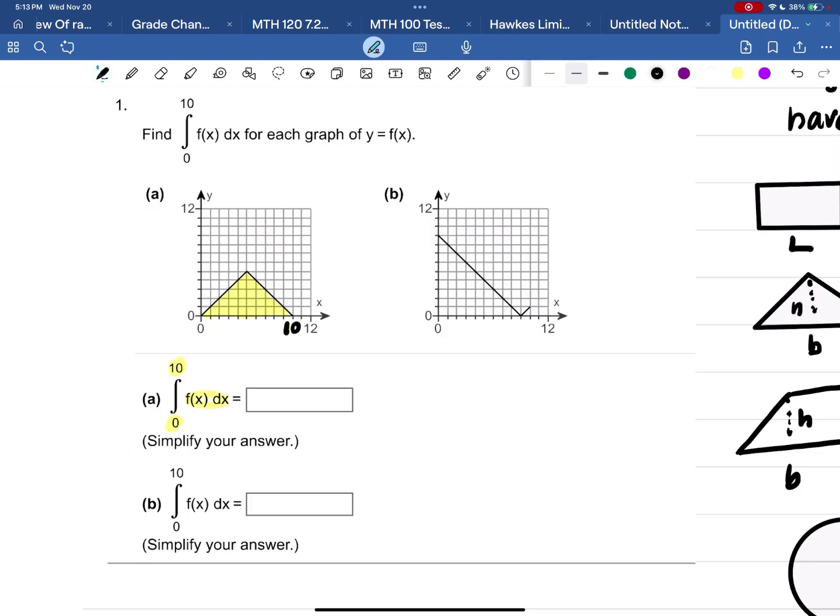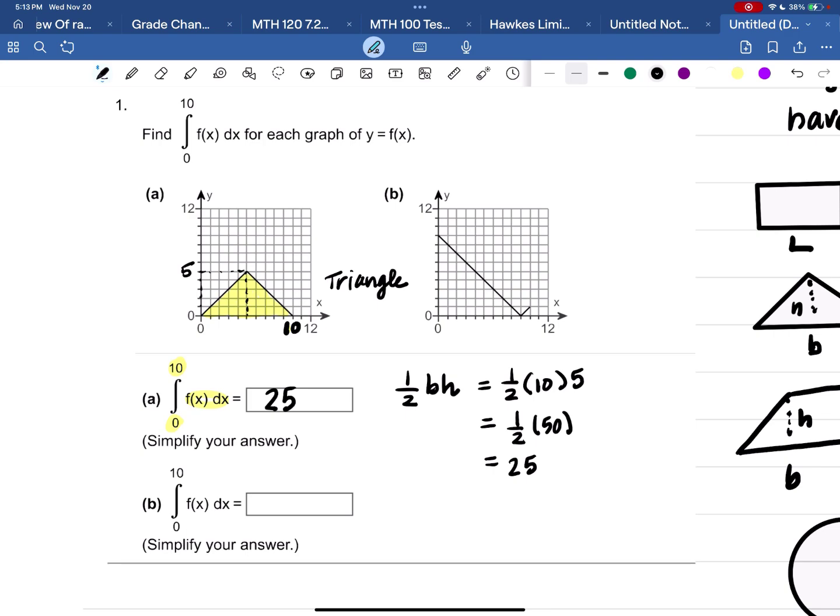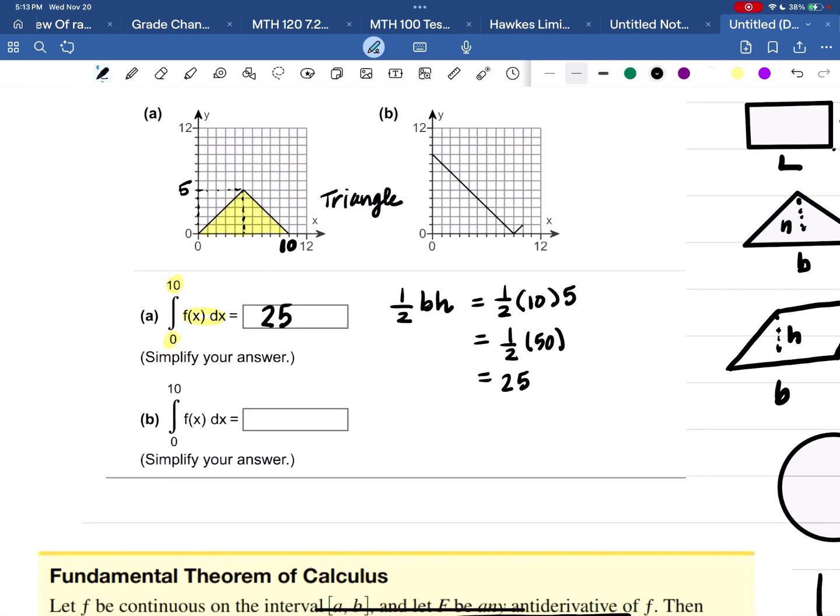So all we have to do is 1/2 base times height, because this is a triangle, right? So 1/2 times 10, and the height of this thing right here is 1, 2, 3, 4, 5. So half of 50 is 25. Because that's what the integral tells us, that it's going to give us that area under the curve.